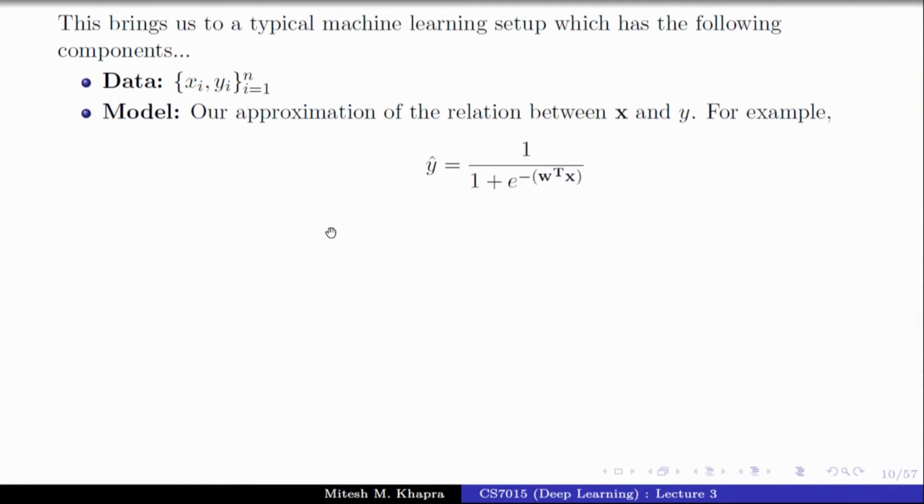Okay. So the model is our approximation of the relation between x and y. For example, I can assume that x is related to y via the sigmoid function. And just as you had those mx plus c, I have introduced these parameters w here. And now my job is to learn these parameters w. Or I could have said that y is equal to w transpose x.